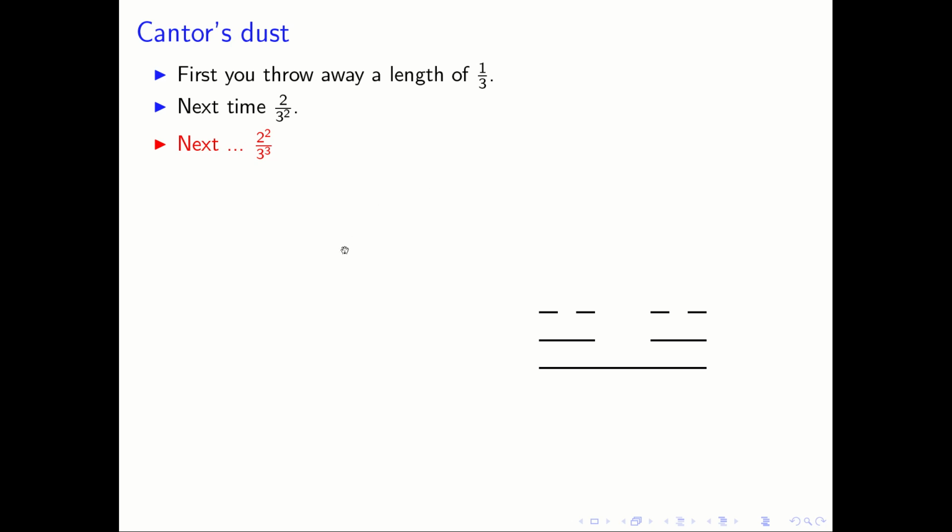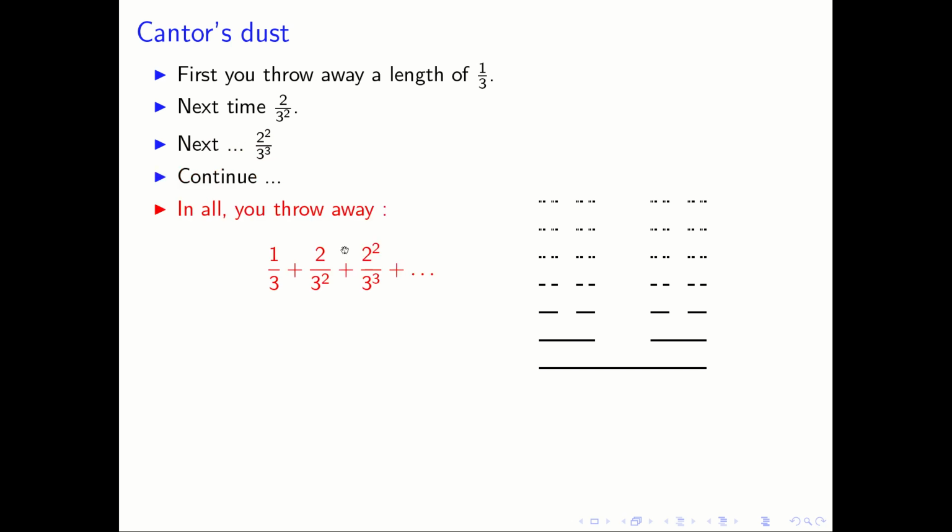So if you keep on going this way, it's easy to see that what you are throwing away in total is 1/3 plus 2 pieces into 1 by 3 square, plus 2 square pieces into 1 by 3 cube for the length, plus 2 cube by 3 to the 4, and so on. And this, of course, is what is called an infinite geometric series. It's pretty easy to add this up. Every schoolboy knows how to find the sum of this. The sum of this infinite GP is 1/3, the first term, into 1 by 1 minus the common ratio, which is 2/3. And the answer turns out to be 1.